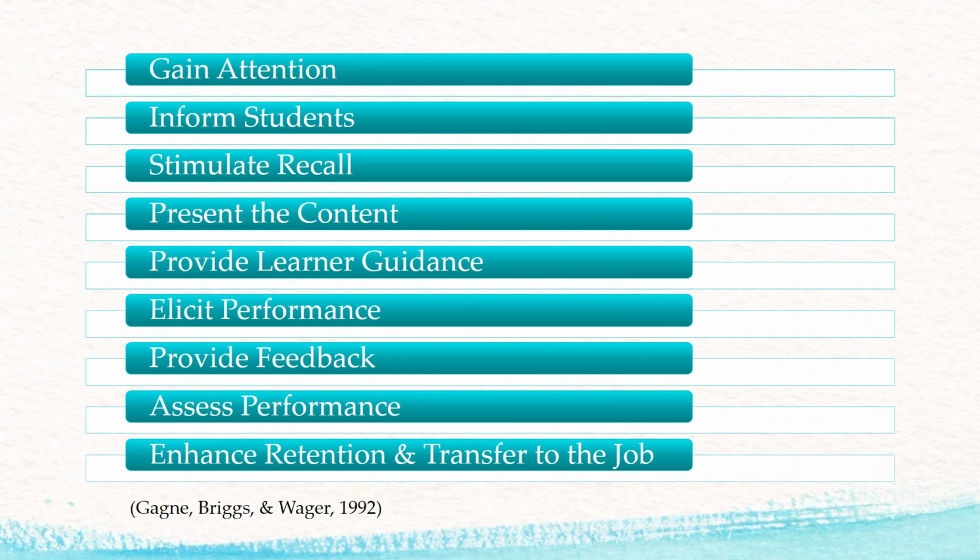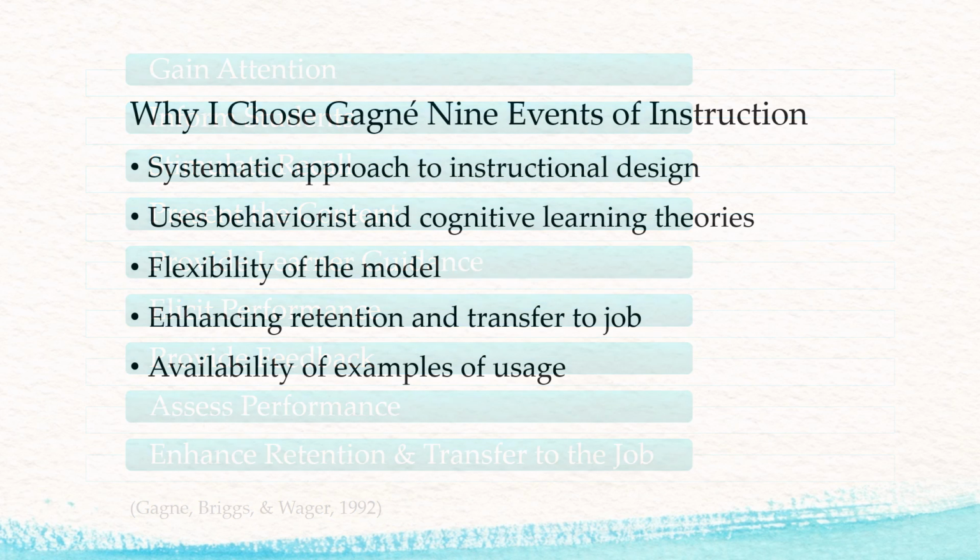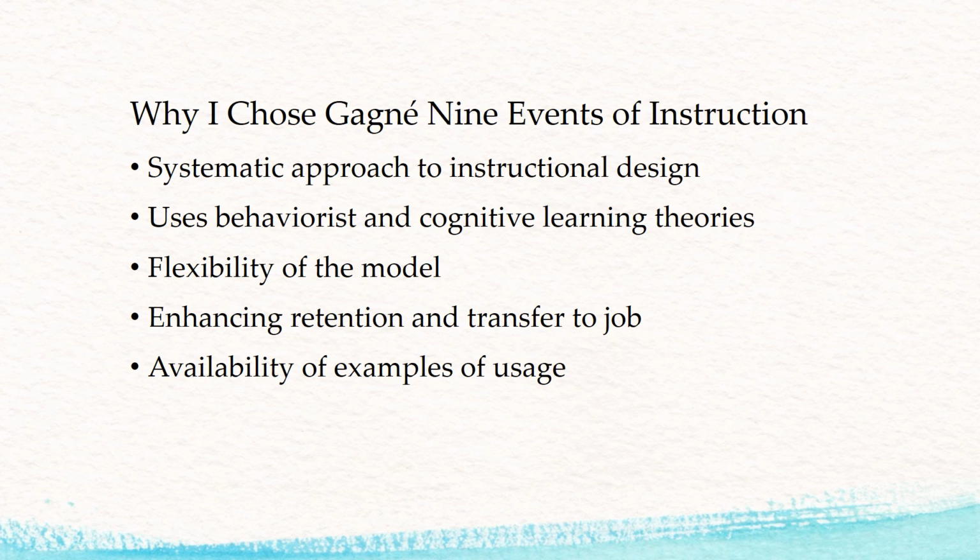The instructional design model I chose for this project is Robert Gagné's 9 events of instruction. This is just an illustration of what those 9 events are: gaining attention, informing students, stimulating recall, presenting the content, providing learning guidance, elicit performance, provide feedback, assess performance, and then enhancing retention and transfer to the job, which is key because the whole point of this project for me is to really have something that they can bring back to the job.